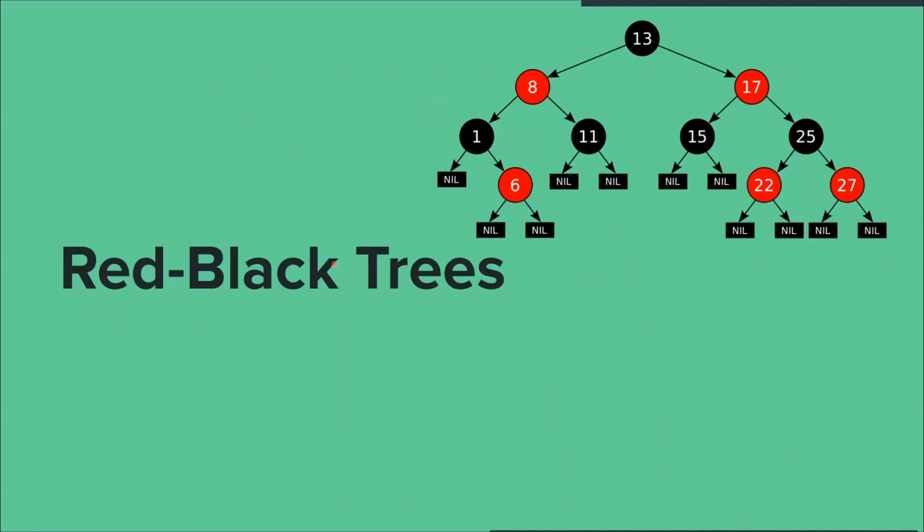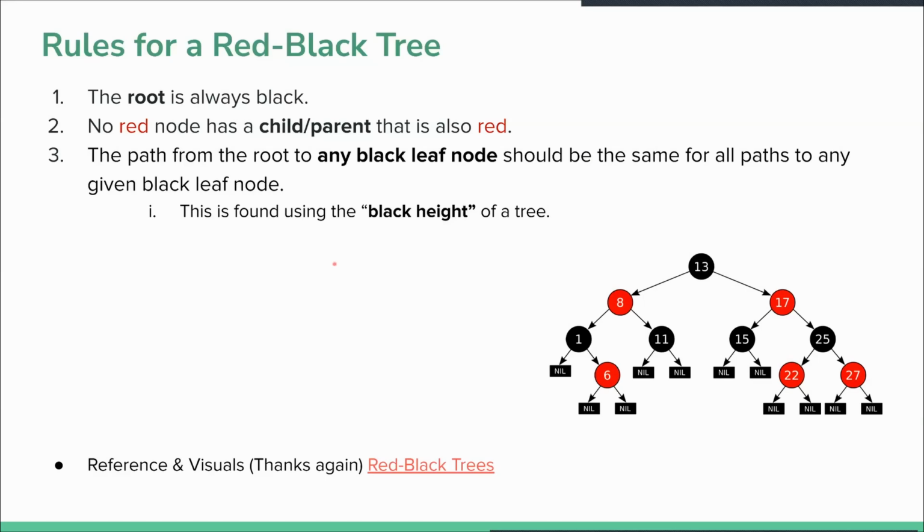All right, talking about red-black trees. I'm just going to go over the rules, and there are some visuals here that I provided, and I might briefly go over those. I'm not sure what we're doing on time. So first of all, the root is always going to be black. So 13 here is black.